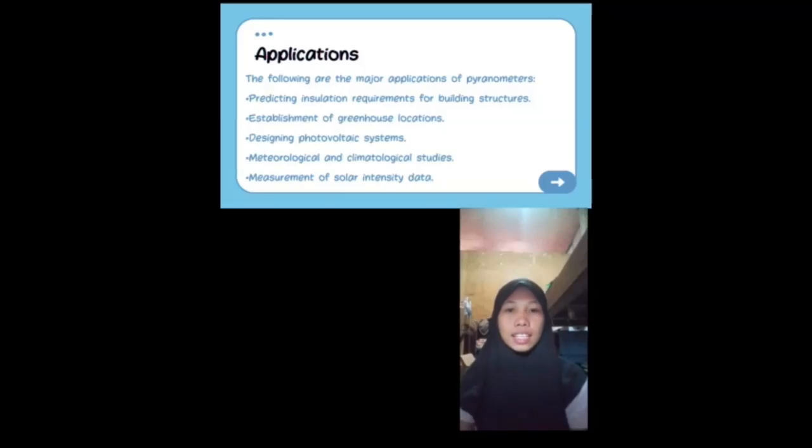And the third one is designing photovoltaic system. So, dito, ang data na nanggagaling sa pyranometers is essential in optimizing photovoltaic systems for better efficiency. Then, the fourth one is meteorological and climatological studies. So, dito ang pyranometers is crucial in meteorology and climatology research. Then, the last one is measurement of solar intensity data. So, dito ang pyranometer is used in renewable energy projects and scientific studies that require precise solar energy measurements.